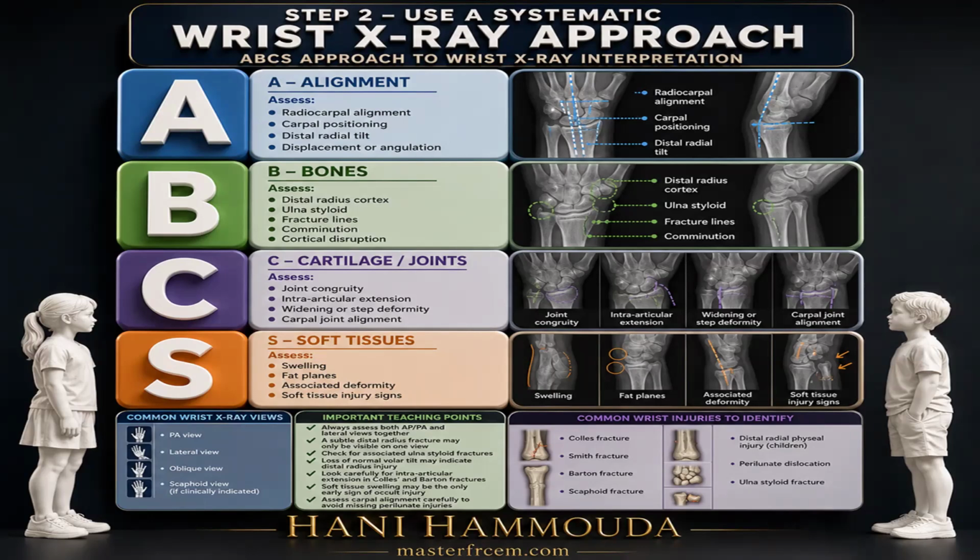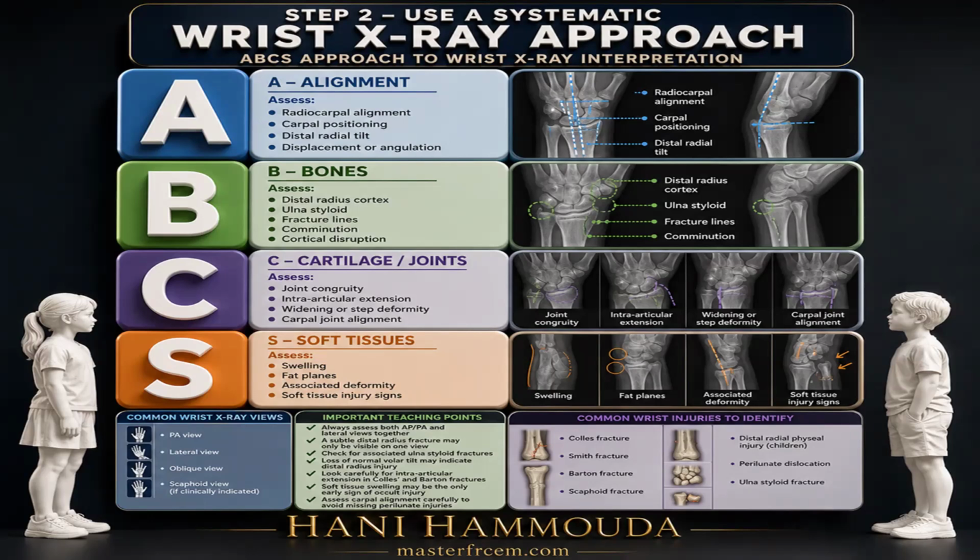Next, we will look at cartilage or joint spaces. We will see the joint congruity, and intra-articular extension of any fracture. We will look for widening, step deformity, or carpal joint alignment. Are you with me till now?